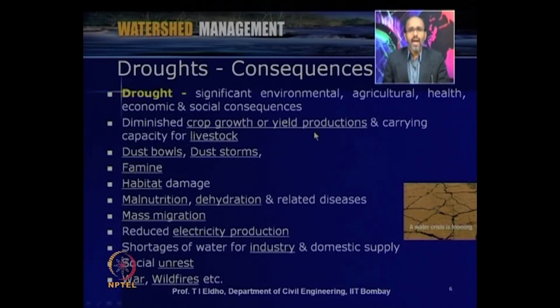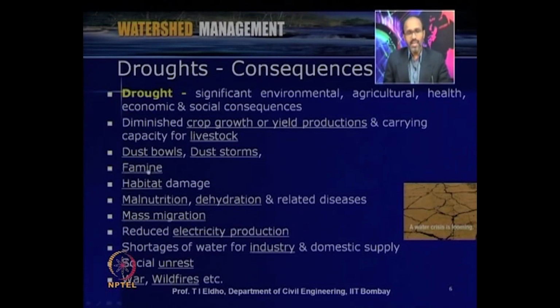For example, where agriculture is concerned, when the water availability is reduced, the crop production and the crop yield will be reduced, or even the crops themselves will be affected, so there is a possibility of famine. Diminished crop growth: when water stress takes place due to less availability of water, there will be diminished crop growth or yield, and the carrying capacity of the livestock, flora and fauna will be reduced. As far as the environment is concerned, some portions of the region become dust bowls, so sandstorms and dust storms can take place.